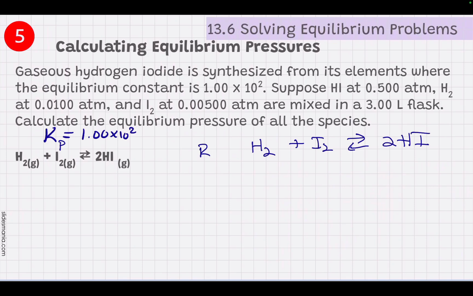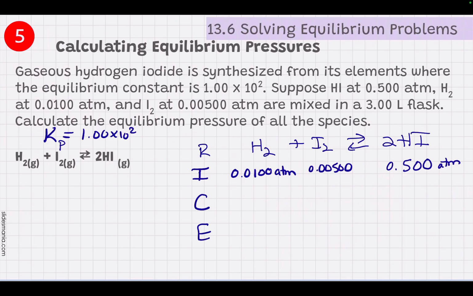So the values, they're all mixed together, so we can assume these are the beginning amounts. So we have 0.5 atmospheres. And then the hydrogen, so these are our initial, is 0.01 atmosphere. And the iodine is 0.00500.